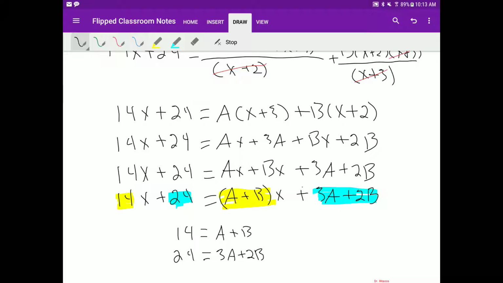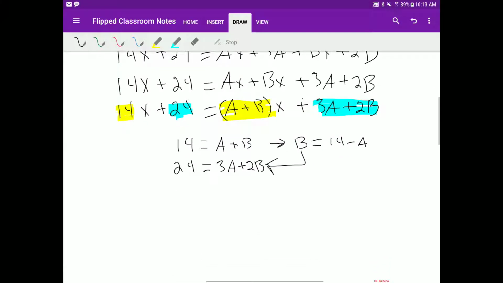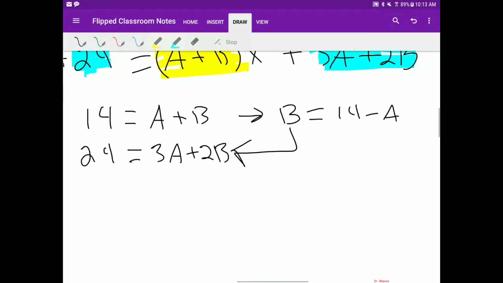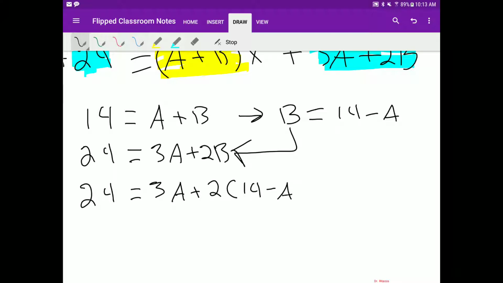Now here we have a system of equations, and you can pick your favorite method to solve. Plug and chug, do a subtraction, use your calculator. But what I'm going to do very simply is recognize from this one that b is equal to 14 minus a. And then I'm going to plug that in down here. And let me give myself some nice writing room. I'll zoom back out in a second. So we take that, we have 24 is equal to 3a plus 2 times 14 minus a.